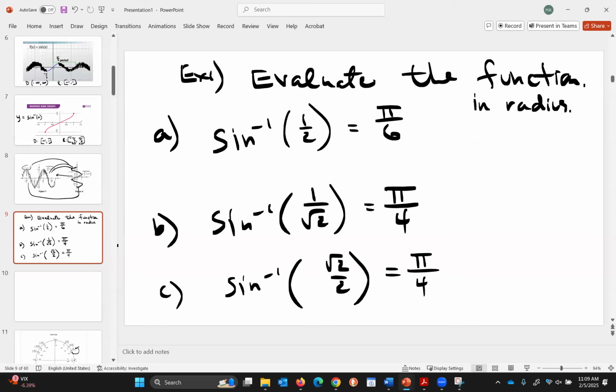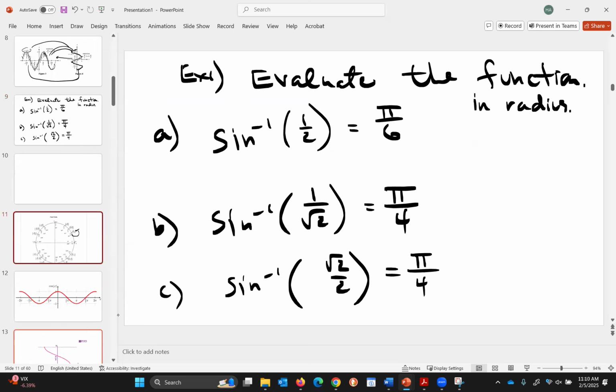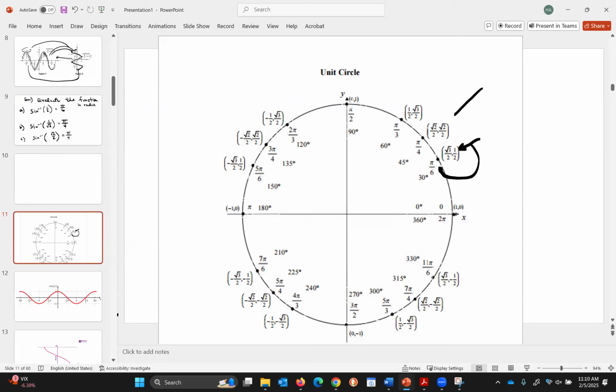It doesn't say 1 over root 2 on the unit circle, is what she's saying. The reason I know is that I have memorized that 1 over root 2 is the same thing as root 2 over 2. You have to memorize that. But I was just asking if there was a way to get that.